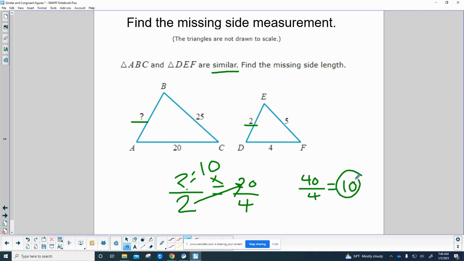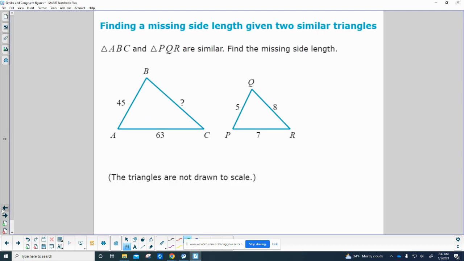And that's a reasonable answer, because if I have 10 here, if I divide it by 5, I get 2. If I have 20 here, if I divide it by 5, I get 4. So I've got numbers that are still proportional. Okay, let's try another one.